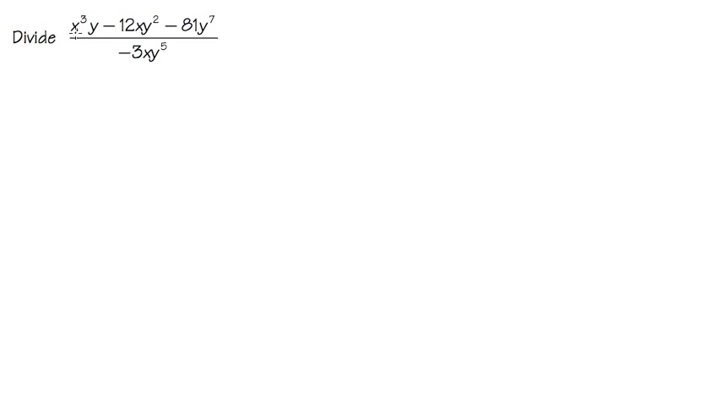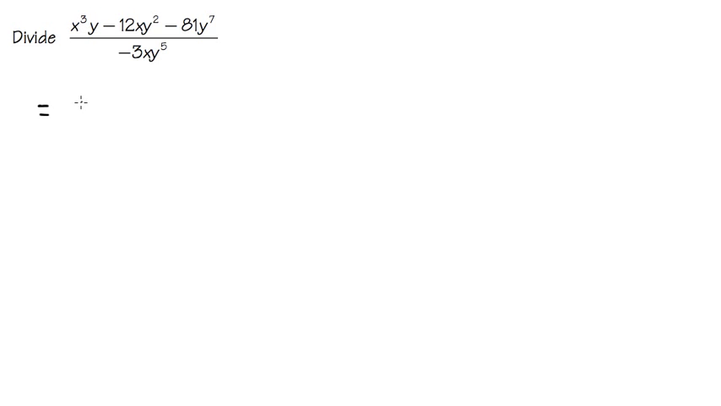Here we are going to divide x to a third power y minus 12x y squared minus 81 y to a seventh power all over negative 3x y to the fifth. The most important part right here is that we have to notice on the denominator we just have one term. So to divide this, we are just going to split the fraction, and it's going to look like this.